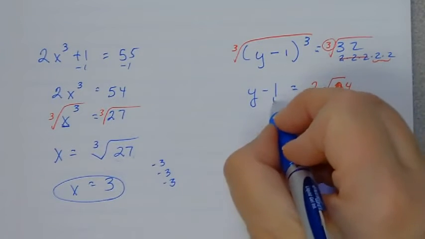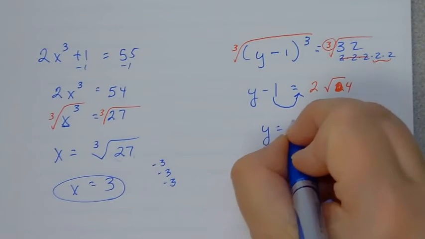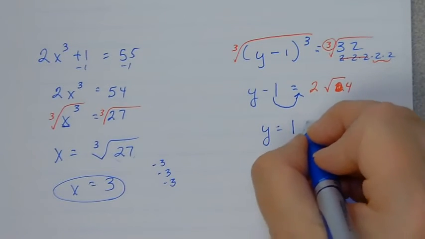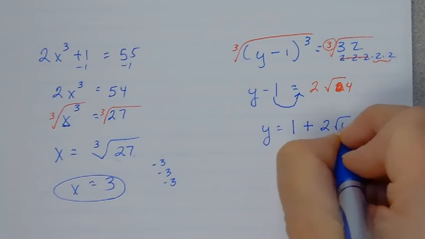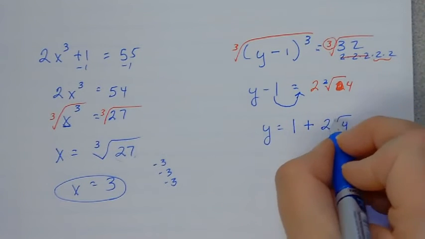And then the next thing I'm going to do is move the 1 over by adding it. So I'm going to have y equals 1, and this was already a positive number, so it's just going to be plus 2 square root 4. 2 cube root 4. I forgot my cube.